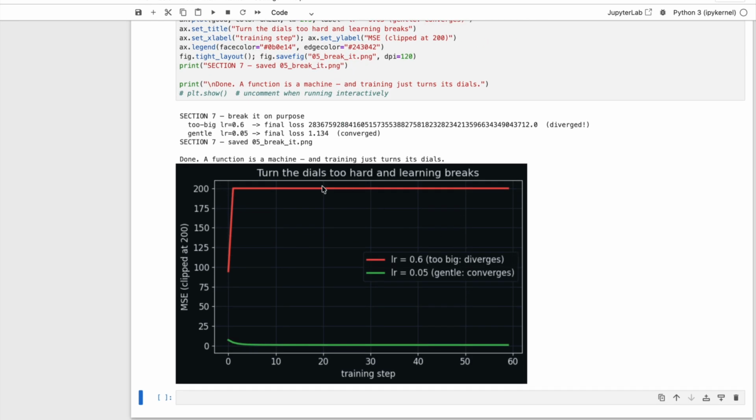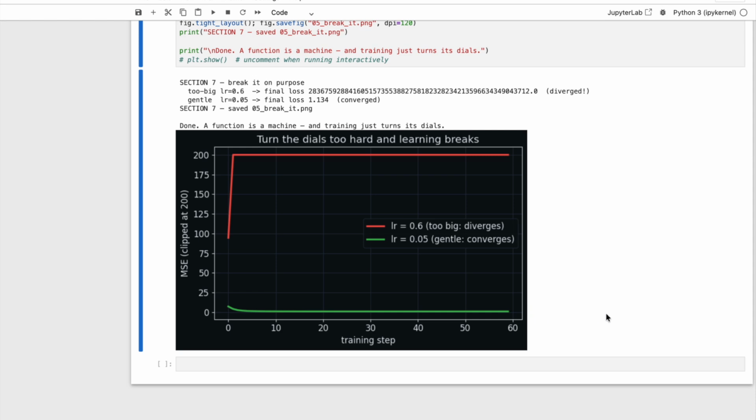So today we built a function, plotted its graph, tuned its dials, composed 2 machines, and trained one to fit real data, all in a few lines of Python. That last part, tuning the dials to lower the error, is the beating heart of every model in this series.